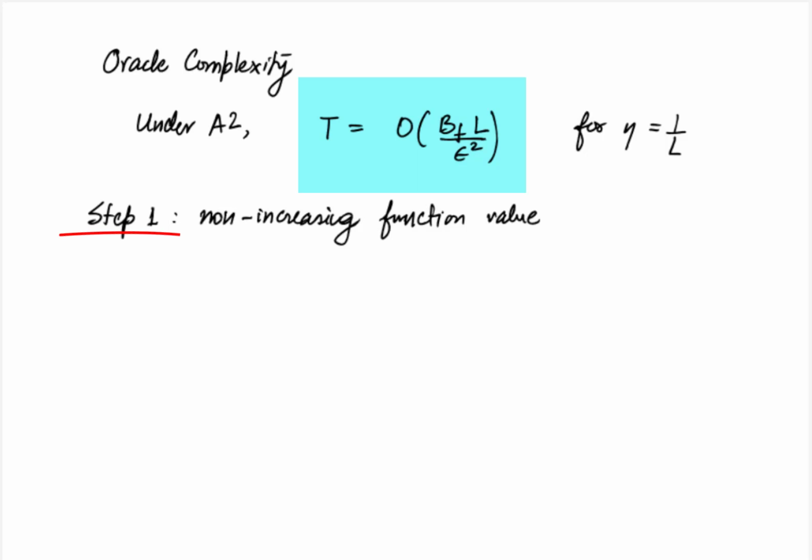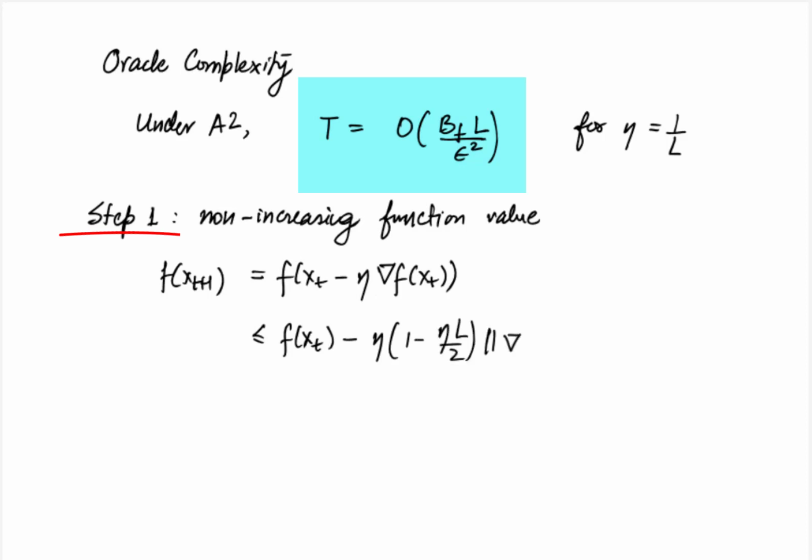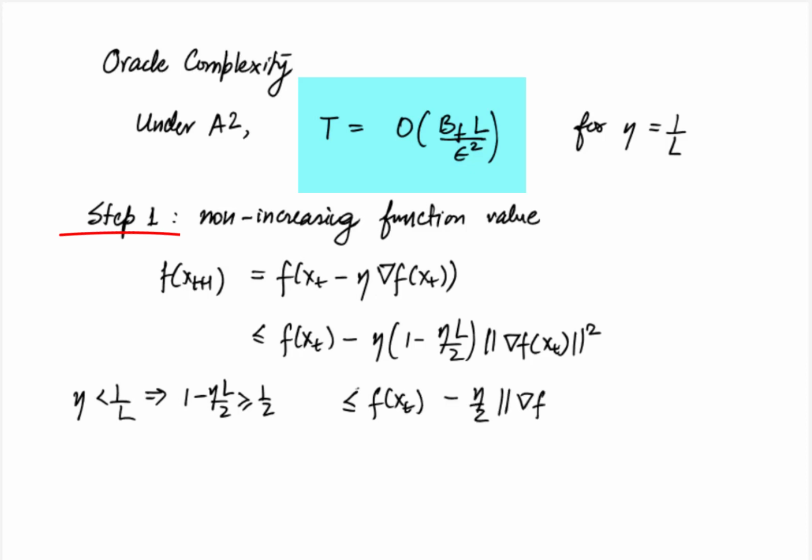We will use the quadratic upper bound for f at x_t and x_{t+1} to obtain f of x_{t+1} equal to f of x_t minus eta times gradient of f at x_t, less than or equal to f of x_t minus eta times 1 minus eta L by 2 times norm squared of gradient f of x_t. As you can see, this is the exact same way we use the quadratic upper bound when analyzing the convex functions. Again, assuming that eta is less than 1 by L, we have that 1 minus eta L by 2 is greater than half. So we have the bound f of x_{t+1} less than or equal to f of x_t minus eta by 2 times norm squared of gradient f of x_t.